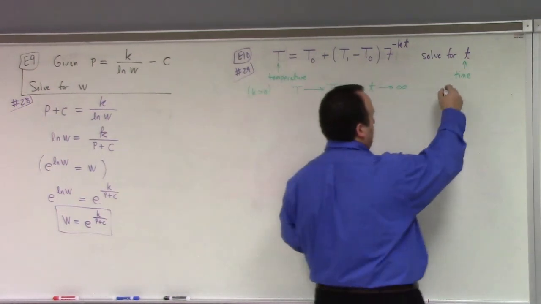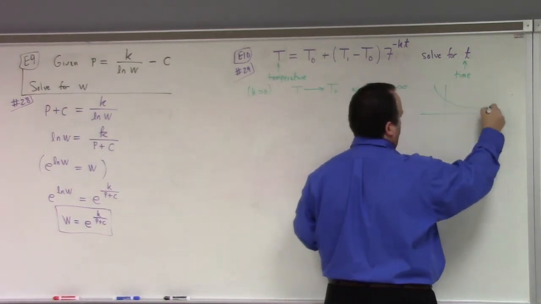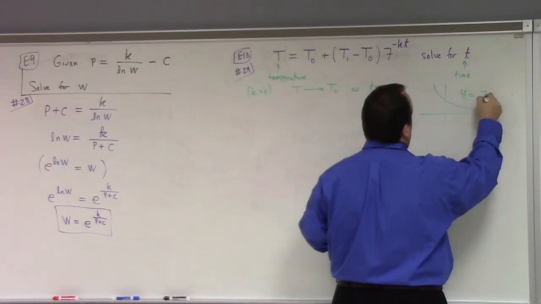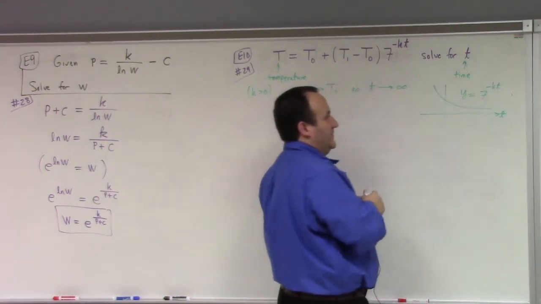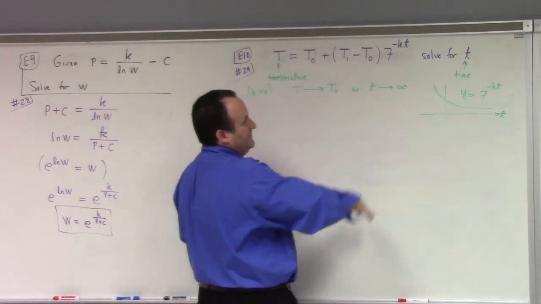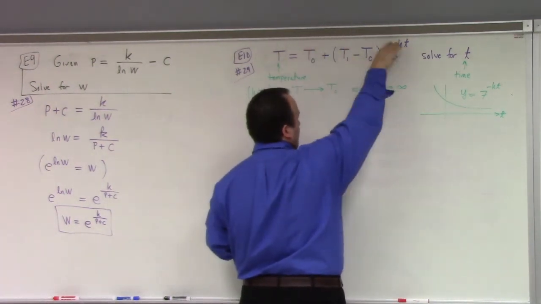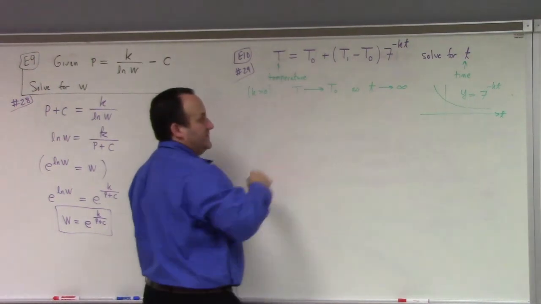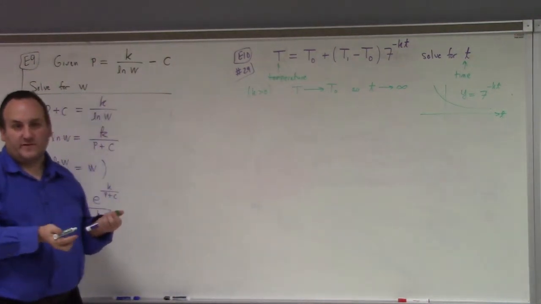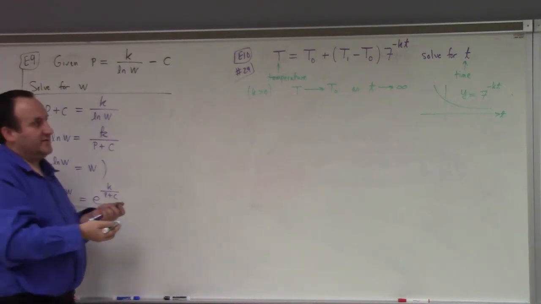The graph of that is something like this, right? So as t goes to infinity, 7 to the minus kt goes to 0. This stuff drops out, right? And the formula here eventually just goes to T sub 0. So T sub 0 is the room temperature. It's the ambient temperature of the system.